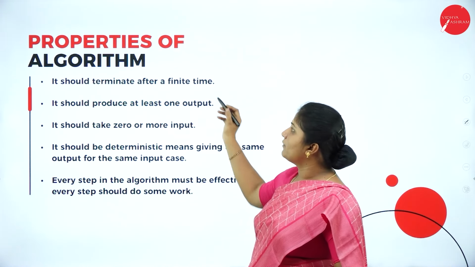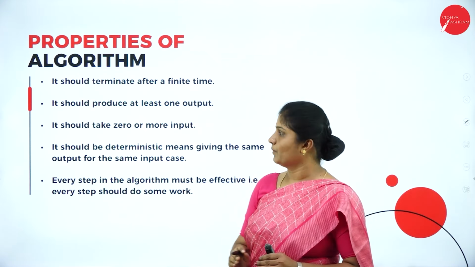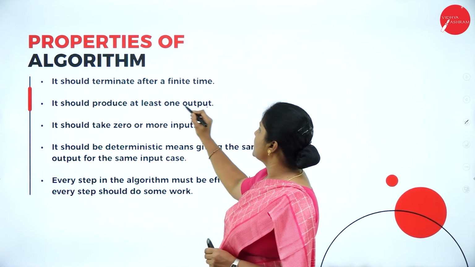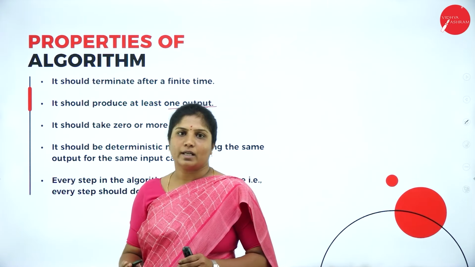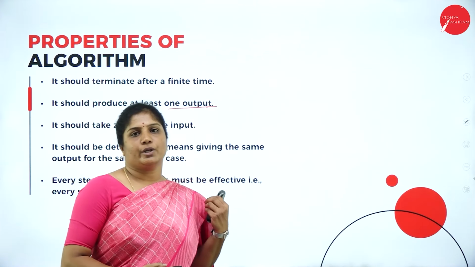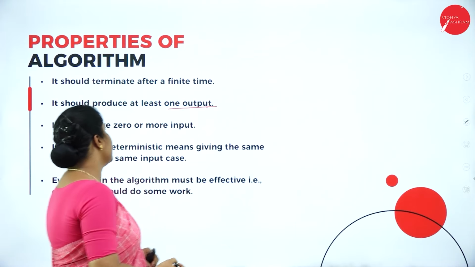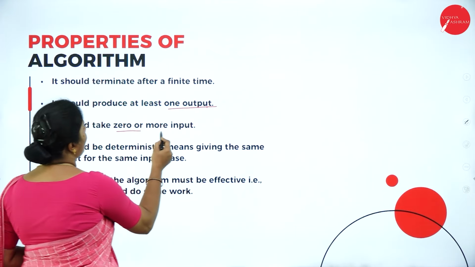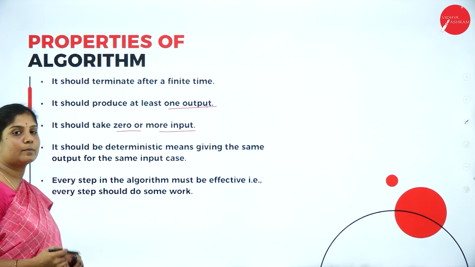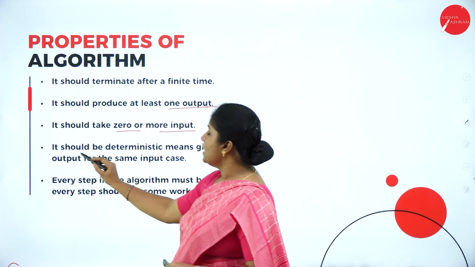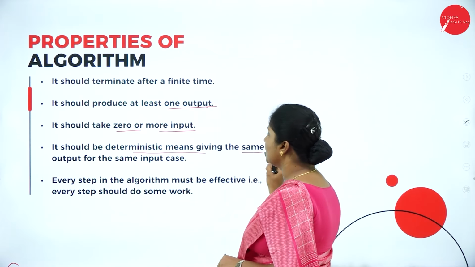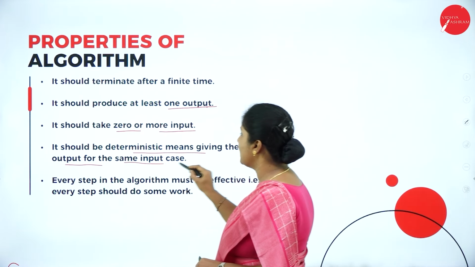It should terminate after a finite time. It should produce at least one output. So, if I am giving one input, at least it should produce one output. Next, it should take 0 or more inputs. The algorithm that I am writing should take 0 or more inputs. Next, it should be deterministic, meaning giving the same output for the same input.